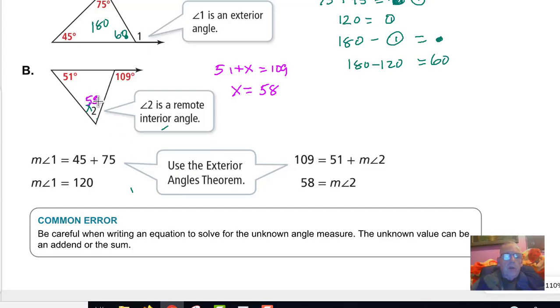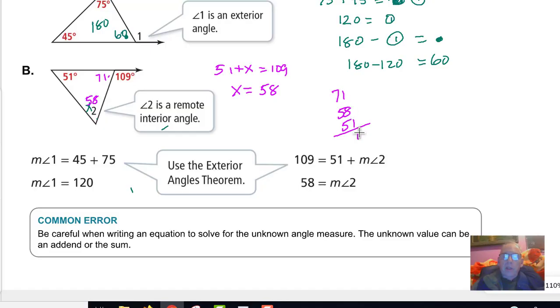If we check it out, x is 58. Now 58 and 51 add up to 109. If we need to find out what this angle is here also, we could do a linear pair with 109. If we do 180 take away 109, we get 71 degrees. Now if we check it, 71 plus 58 plus 51 should end up to 180.